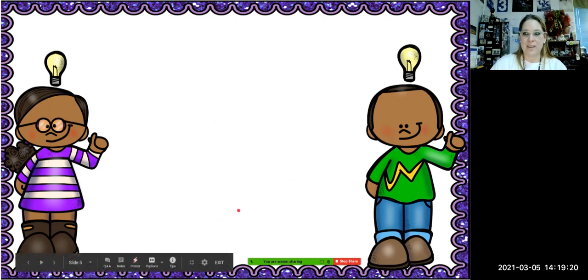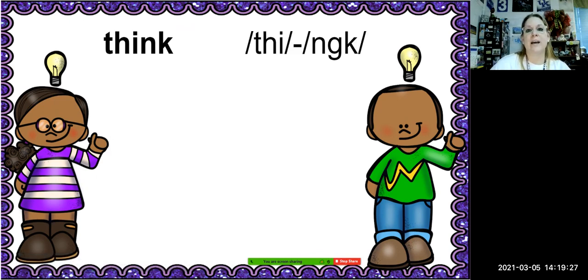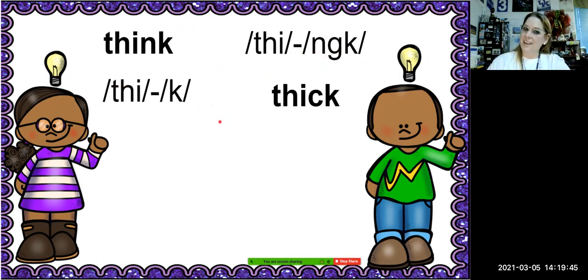Very good. All right, our next word is the word think. Think. So we have think. And remember, this is one of those special sounds where the n sounds like ng. So we're going to get rid of that sound in this next word. We just have thick. What is the new word on the curve? It is thick. Very good.